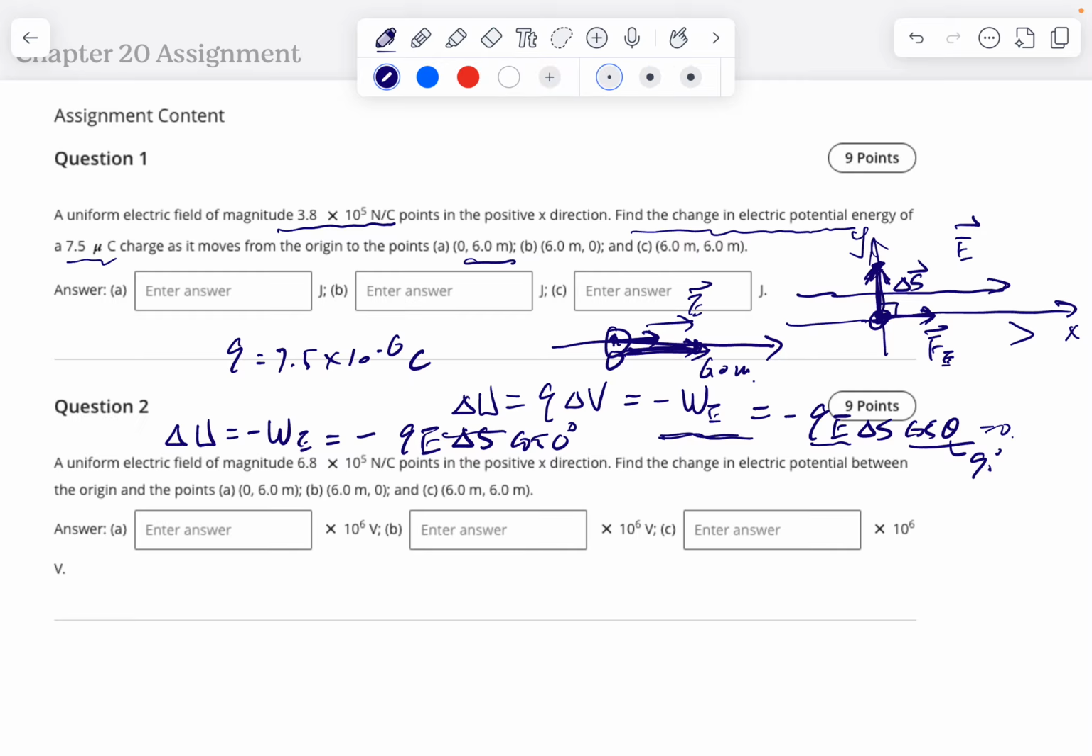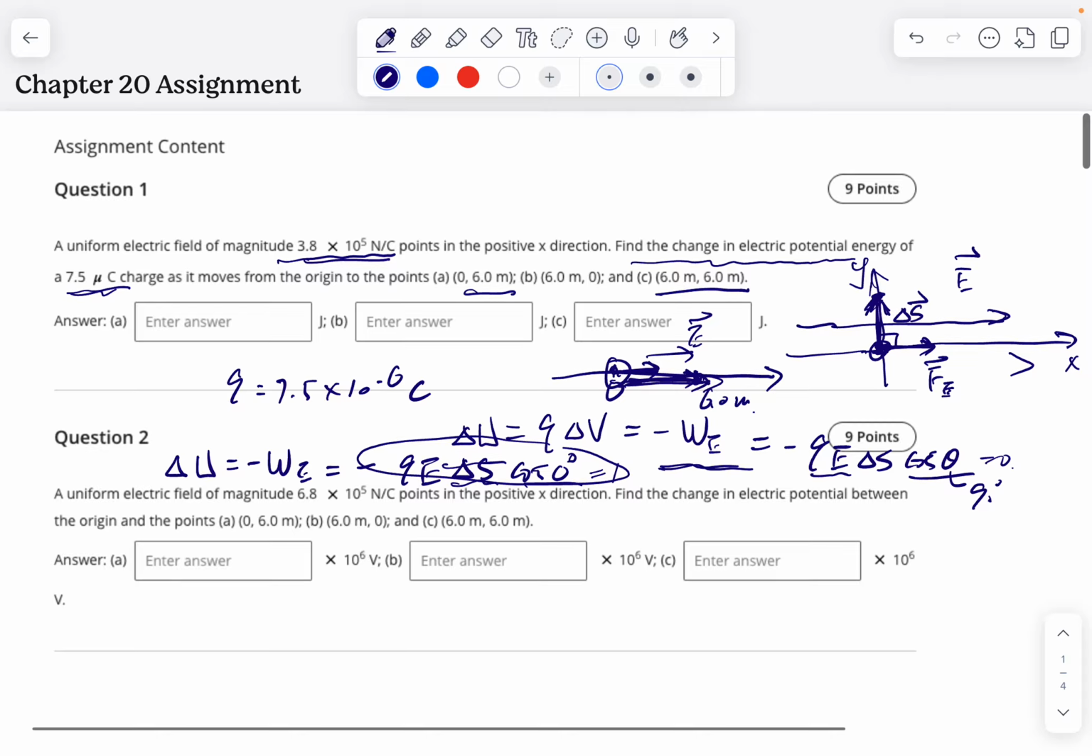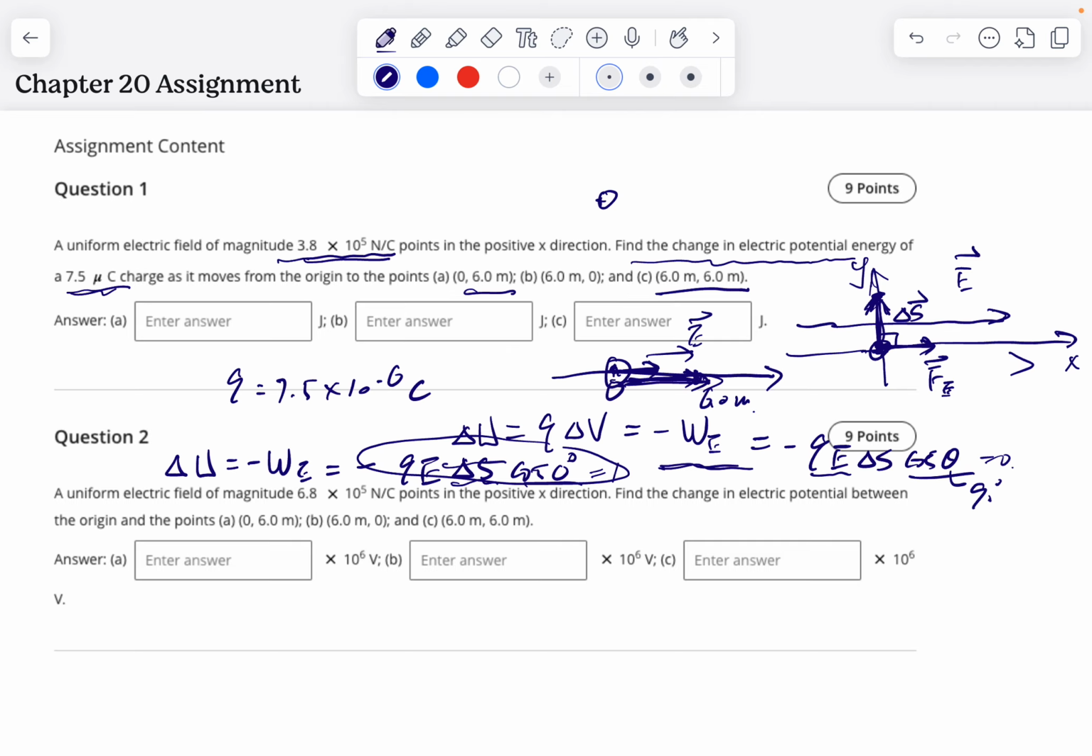Just plug in. You have the charge here, and this is the electric field. Plug in the magnitude. From 0 to 6.0, the displacement is 6. And then the angle: cosine 0 equals 1. So put together, it is a negative value. Third, from origin to here, same thing. Let me write here. From the origin, the charge goes to x, y, which is 6 and 6.